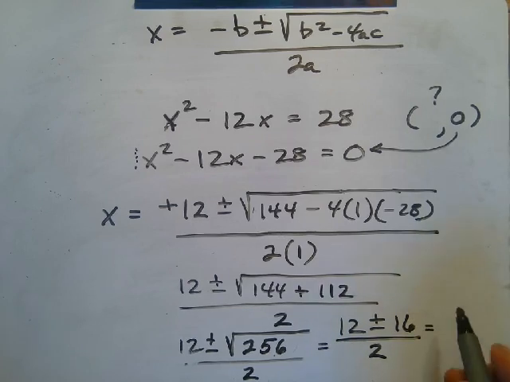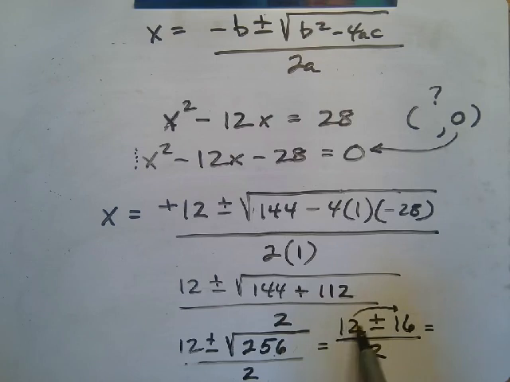So what is this? Well, there's 2 answers here. If we go around to the top, we got 12 plus 16 is 28. 12 plus 16 is 28 divided by 2. One of the answers is 14. And then 12 minus 16, I'm going this way now. 12 minus 16 is a negative 4. Negative 4 over 2 is a negative 2. And there are my 2 zeros right there.